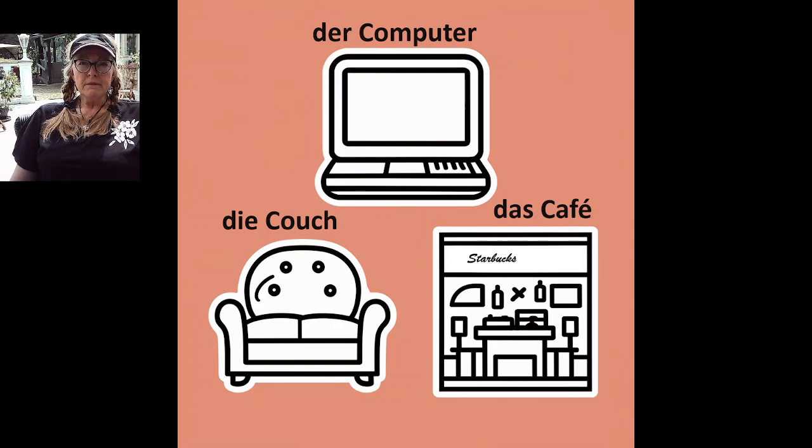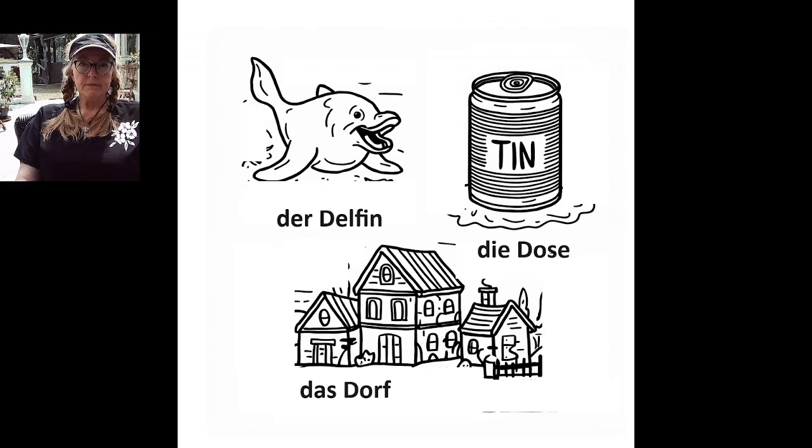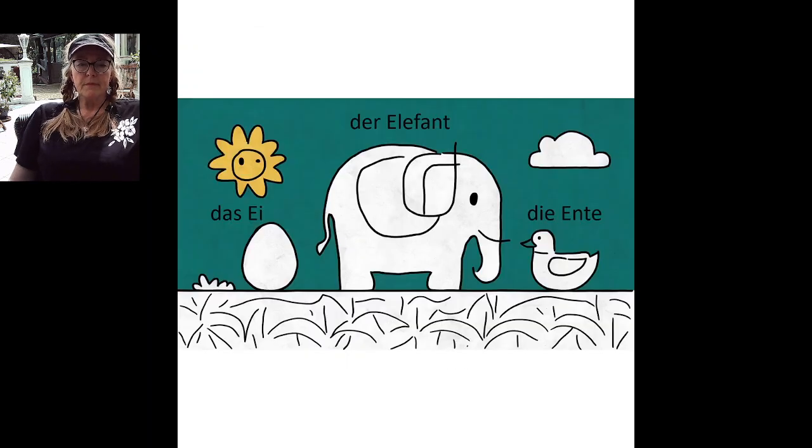Der Computer, die Couch, das Café. Das Café, meaning the restaurant, the bistro, the cafeteria that you go to, okay? Not the beverage. Das Café is the place where you go to have a coffee. Der Delfin, die Dose, das Dorf. Das Ei, der Elefant, die Ente.